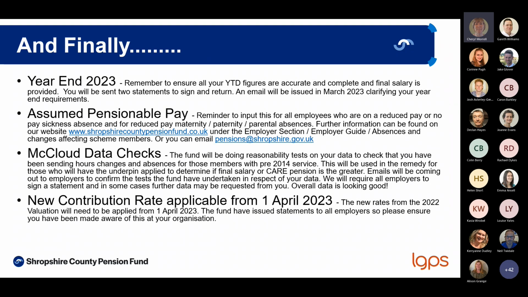When a member is on a reduced pay sickness absence or a no pay or a maternity absence, they can't be any worse off whilst they're on that reduced pay. So you need to be giving us the assumed pensionable pay to ensure that we are calculating the correct pension benefit. I've popped our website address on that slide because there is much more information on there.